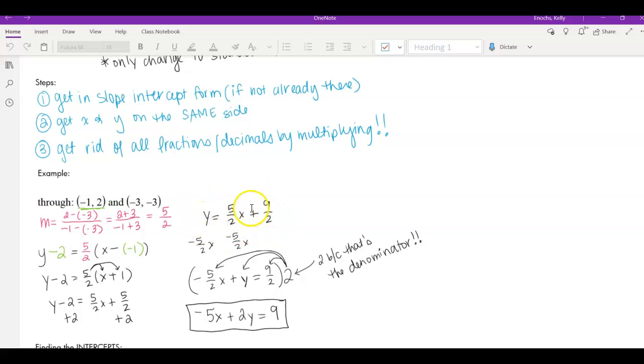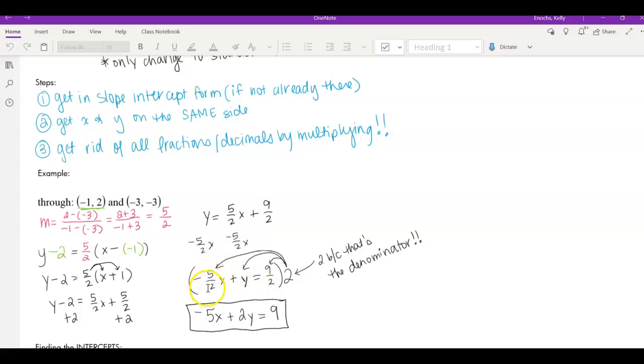There's my slope intercept form. So far, so good, but I've got to keep going, and that's where I'm going to take this and get my x and y on the same side. So I'm going to subtract my 5/2 x on both sides, and that's going to get my 5/2 x on the left side and get rid of it over here.